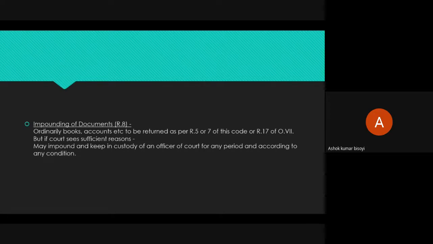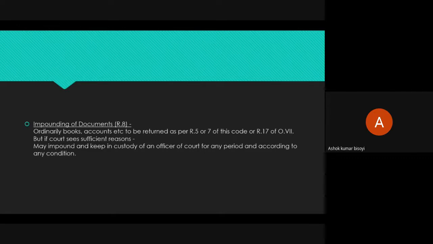Rule 5 re jadi books of accounts he gala compare he gala return hochi. Rule 17 of Order 7 re semati, jadi book shop book thila, letter book thila, tale soda bhi return hochi. In that case, if all these are returned, then if court sees sufficient reason that they shouldn't be returned, then in that case, court is of the opinion that it should in fact be kept because it is required for the just decision of the case, or otherwise as the court decides. Then in that case, the court may impound and keep in custody of an officer of court for any period according to any.